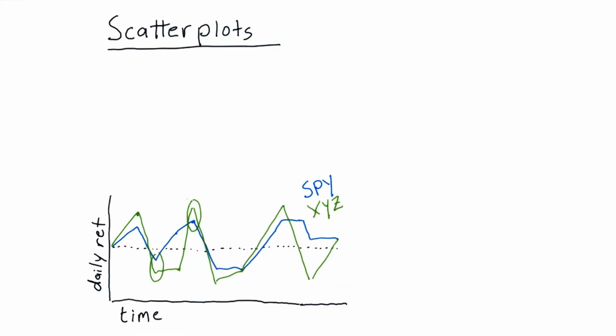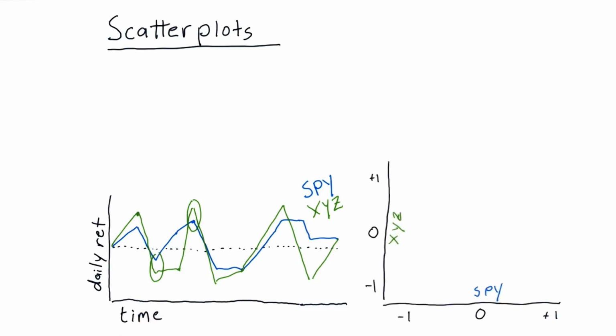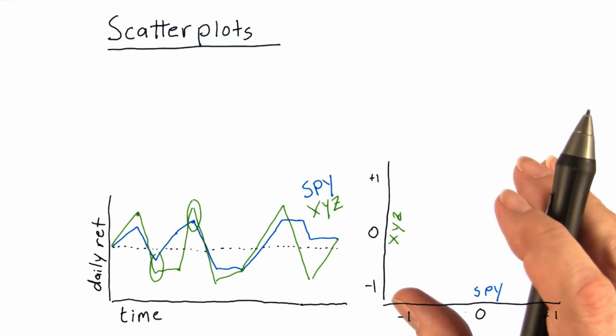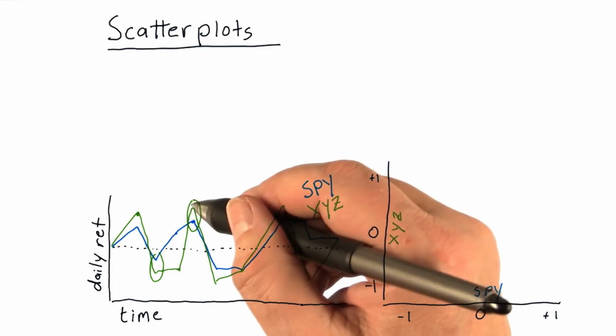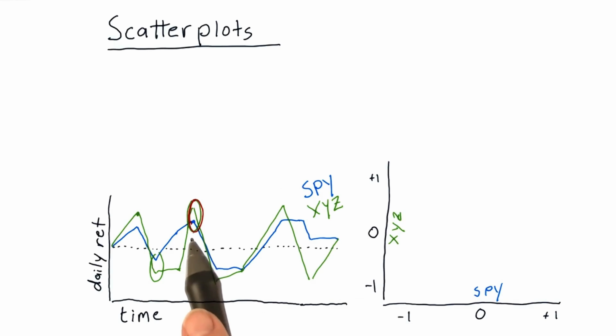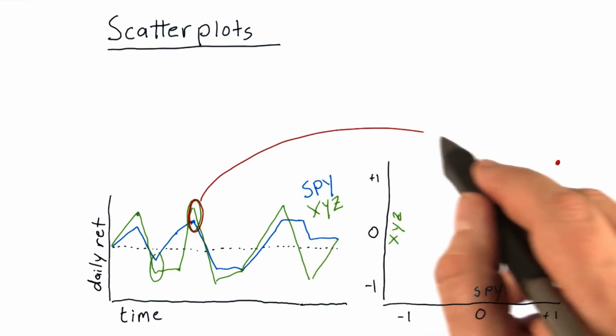We'll be able to visualize those differences in a scatter plot. So on a scatter plot, there are a number of individual points or dots, and each one represents something that happened on a particular day. So let's look at this particular day. On this day, SPY was positive, close to +1. So we'll look at +1 on SPY. And XYZ was about +1 as well, but a little bit larger. So that day would correspond to a point about there.